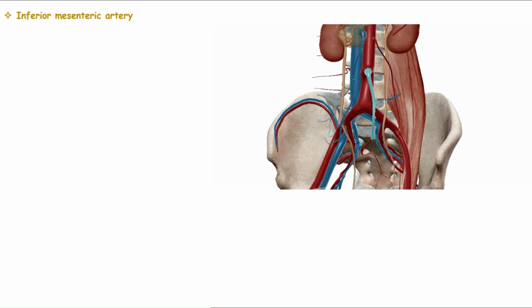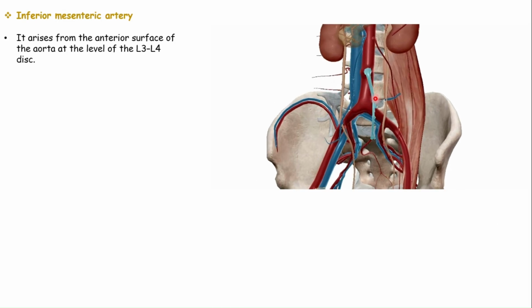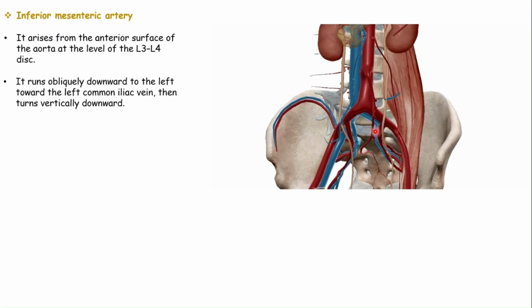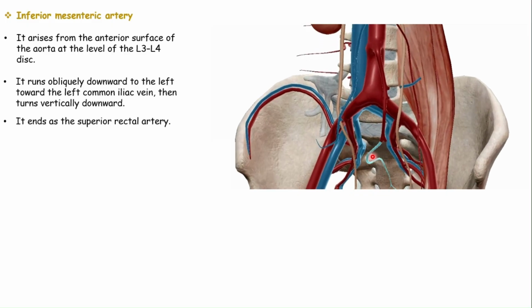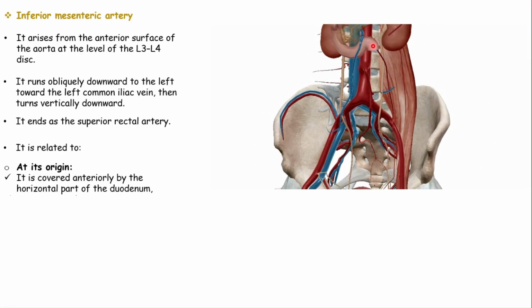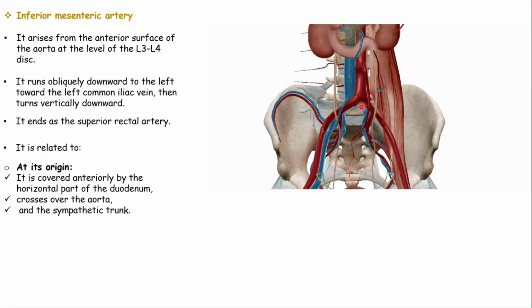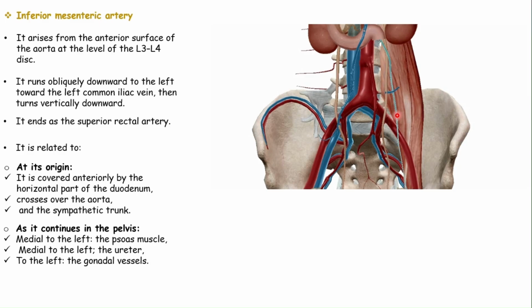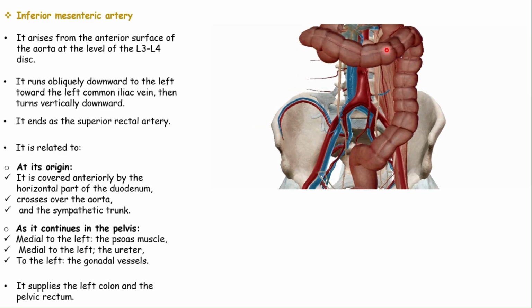The inferior mesenteric artery arises from the anterior surface of the aorta, at the level of the L3-L4 disc. It runs obliquely downward to the left toward the left common iliac vein, then turns vertically downward. It ends as the superior rectal artery. At its origin, it is covered anteriorly by the horizontal part of the duodenum, and crosses over the aorta and the sympathetic trunk. As it continues in the pelvis, it is related to the psoas muscle, the ureter, and the gonadal vessels. It supplies the left colon and the pelvic rectum.